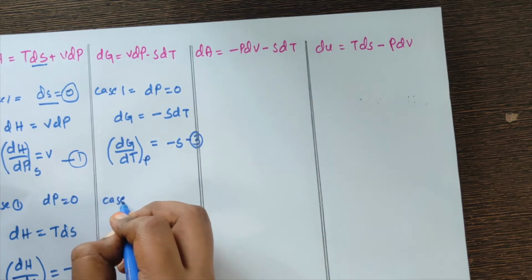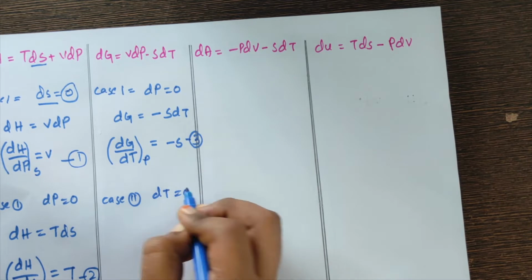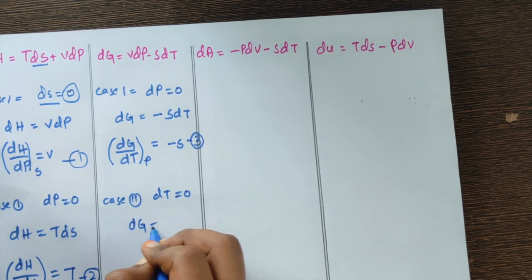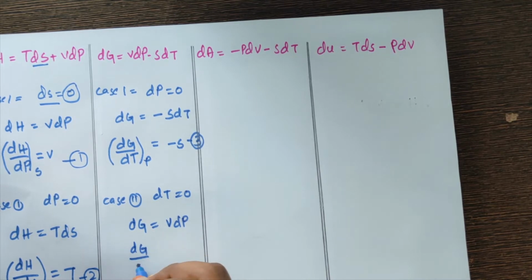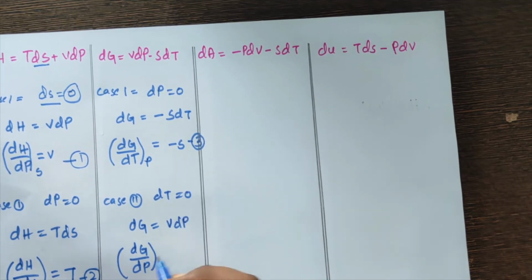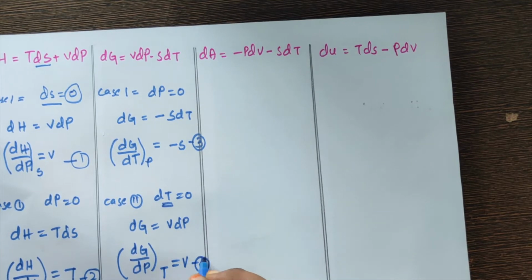In case 2 of this equation, dT will be equal to 0. Then dG will be equal to V dP. Now dG by dP at constant what? T will be equal to V. This will be equation 4.